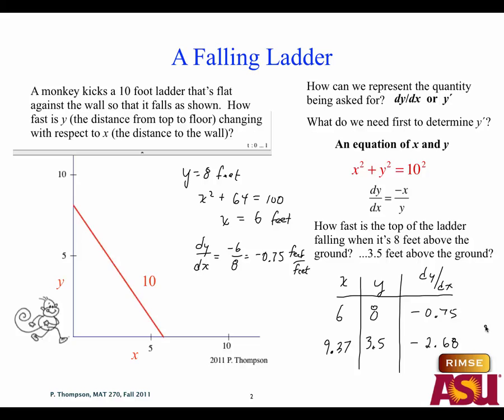Okay, right here in the white shirt, young lady. Yes. What did you guys talk about? What's the negative 2.68 mean? The rate at which it's changing when it's 3.5 feet above the ground.